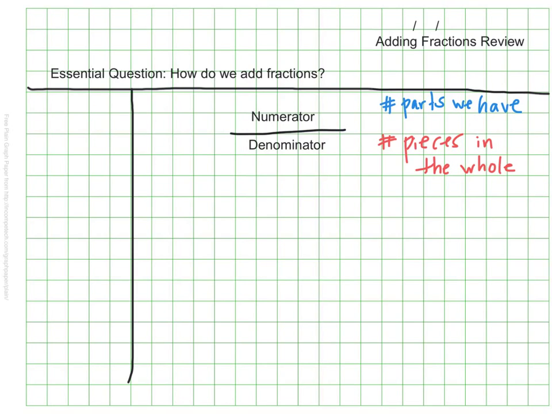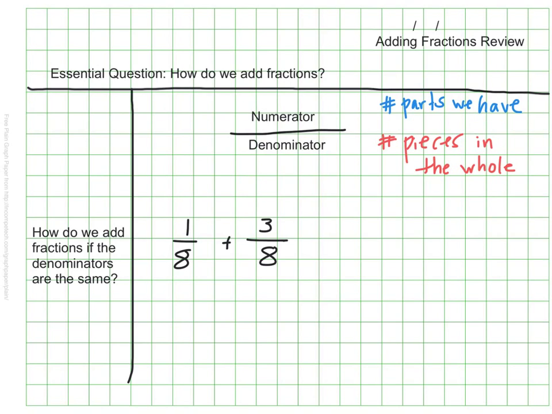In the left-hand column, I'm going to write a quick question. The question is, how do we add fractions if the denominators of the fractions that we are adding are the same? Let's say we want to add 1/8 plus 3/8. Let me see what that looks like just in case it helps to see it visually.